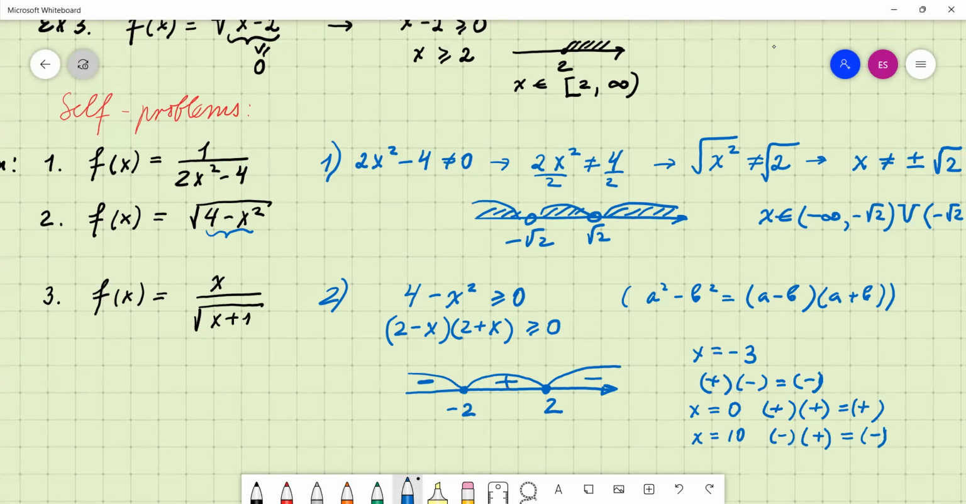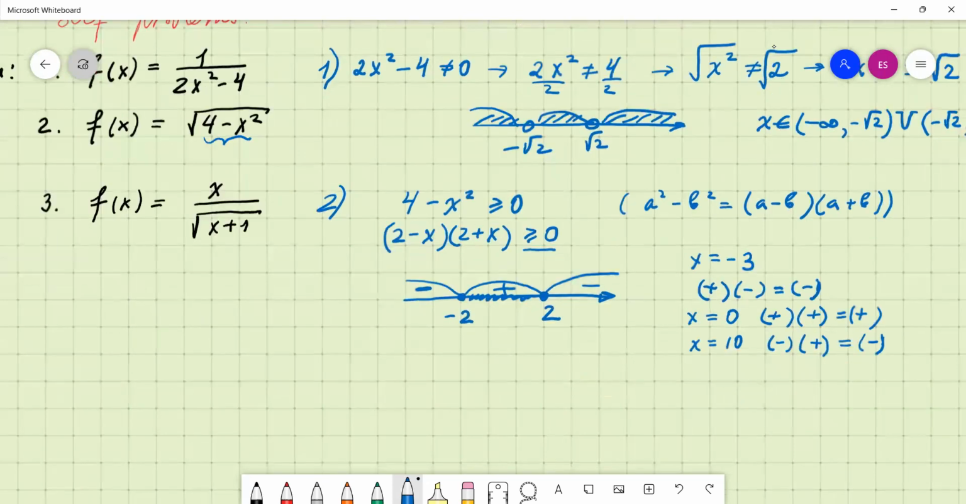We need the interval where the values are greater than 0. So this one is going to work for us, and I'm going to write down that x belongs to the interval from negative 2 to 2. Why do I include both? Because square root of 0 is defined and equals 0. So I can use actually minus 2 and 2.